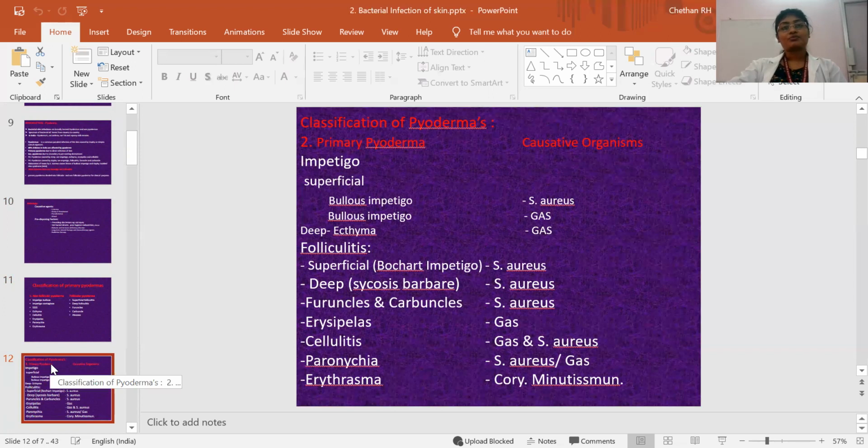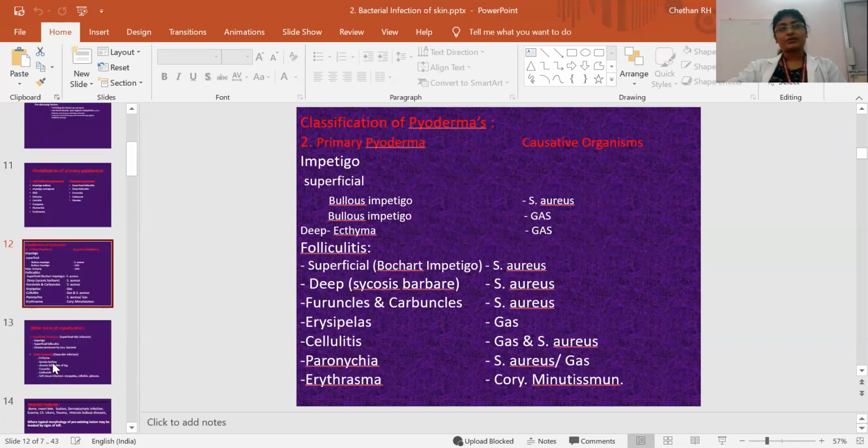Once more, the superficial one is impetigo and the deep one is ecthyma. Coming to folliculitis, superficial folliculitis is also known as Bockhart impetigo, and the deep one is sycosis barbae. Other than that, you have furuncles, carbuncles, erysipelas, and cellulitis. Erysipelas is the superficial form and cellulitis is the deeper version. Paronychia and erythrasma, which is caused by Corynebacterium minutissimum infection.